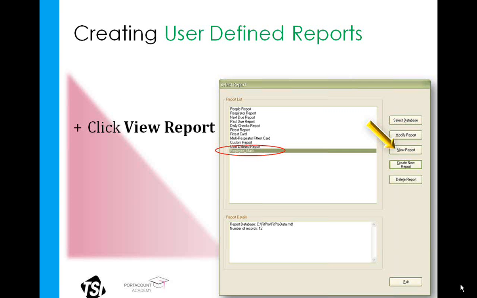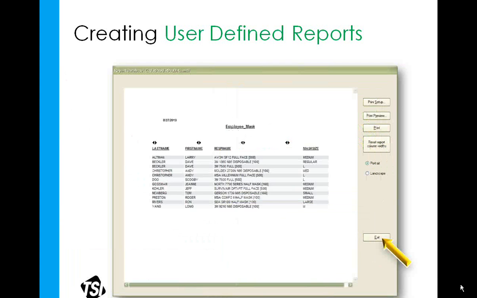And at this point, we should be, once again, looking at the Select Report window, and we can see our newly created report now listed, employee_mask. So I go ahead and I select that report and I click on View Report. Here we see the 4 data fields we asked for: name, respirator make and model, and the size of the mask. And they're in alphabetical order.